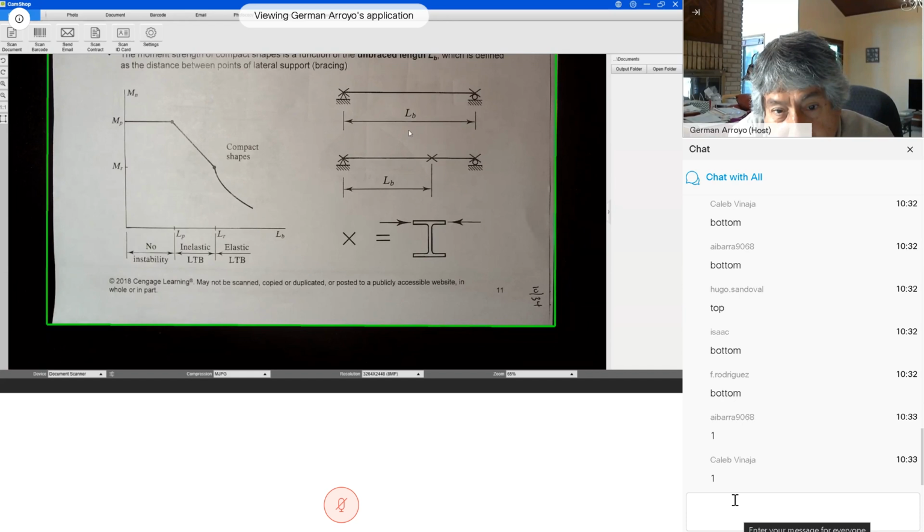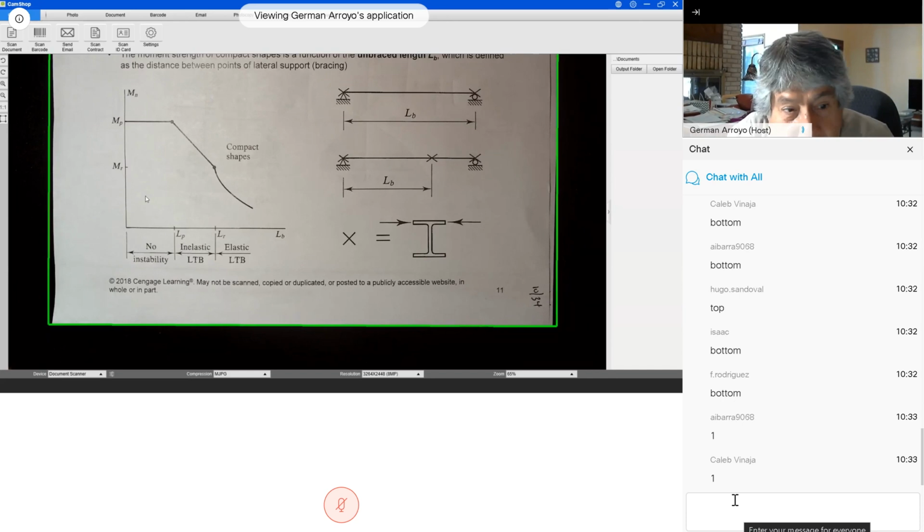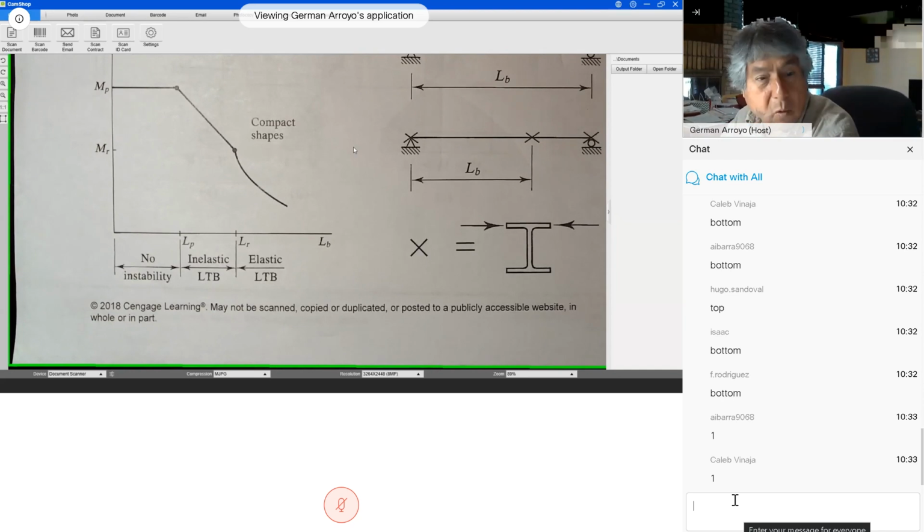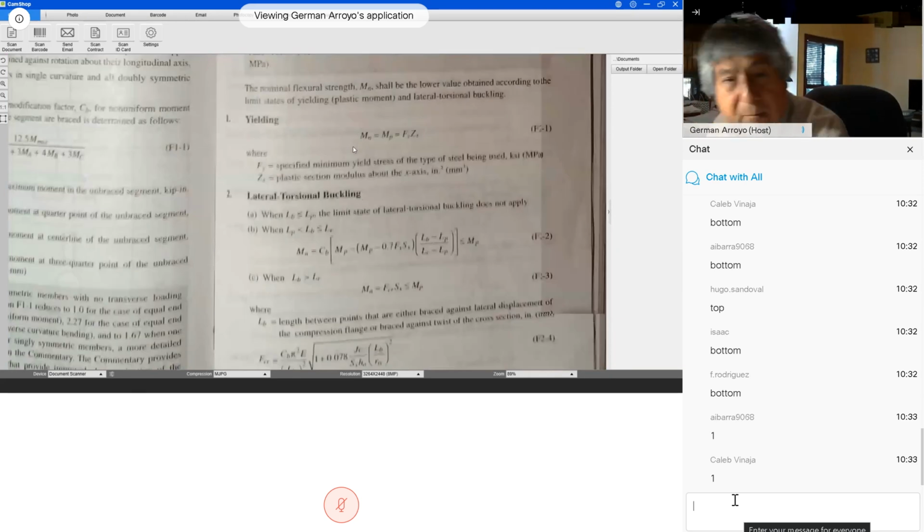This is your beam. This is the unbraced length. Whenever the unbraced length is smaller than L sub p, you're going to be able to develop the plastic hinge. So phi M sub n is equal to phi M sub p. Whenever the unbraced length is between L sub p and L sub r, you're going to have a linear equation, lateral torsional buckling. Whenever the unbraced length is larger than L sub r, you're going to have also lateral torsional buckling. So I'm back on page 16.147.